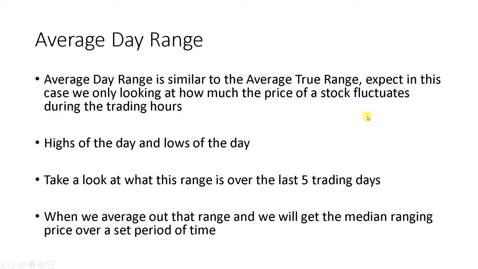So the average day range is similar to the average true range, except in this case, we're only looking at how much the price of a stock fluctuates during the intraday trading hours. So essentially, the highs and lows of the day. We take a look at this range over the last 5 days or more. When we average out the range, we will get the median ranging price over a set period of time.